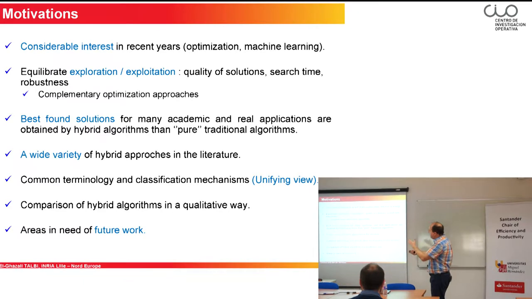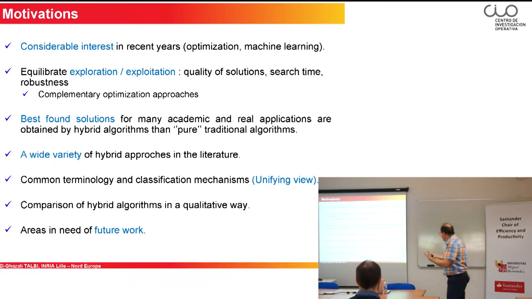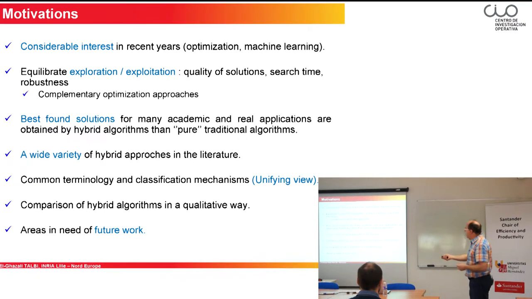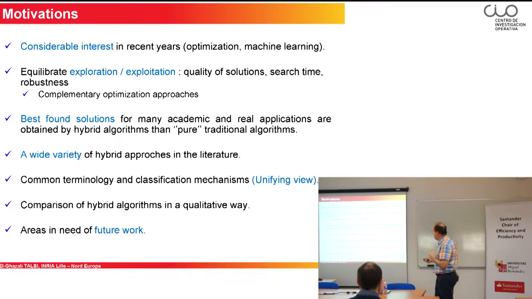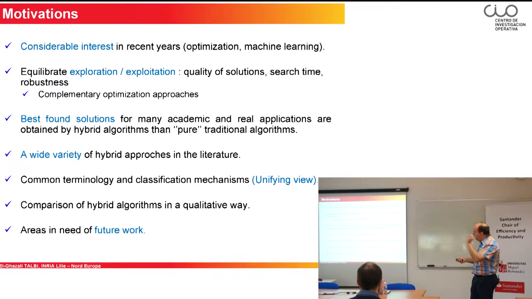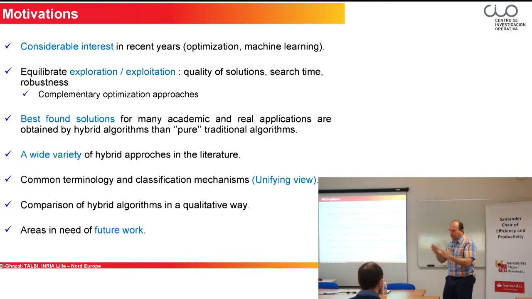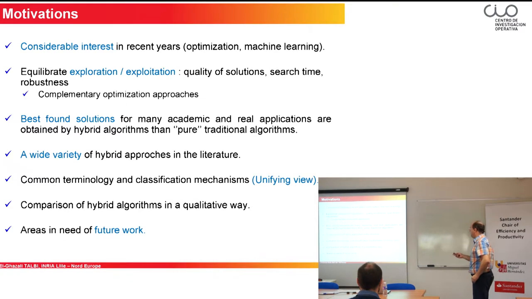And of course, this is the motivation of the taxonomy. Why a taxonomy? To see the variety of different approaches that we can design, and then of course to determine some terminology, classification, and a unifying view of all those different works, because there are a lot of different hybridizations. You can also compare the different algorithms in a qualitative and quantitative way, and you can also identify some ideas for the future. So you will see that from this taxonomy, a lot of ideas can be drawn for the future, and the areas where few works exist.